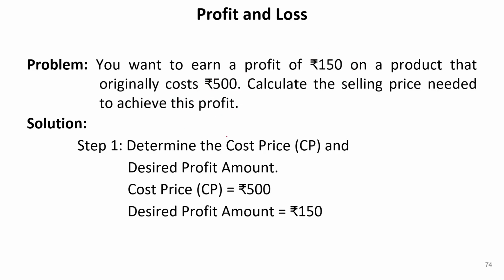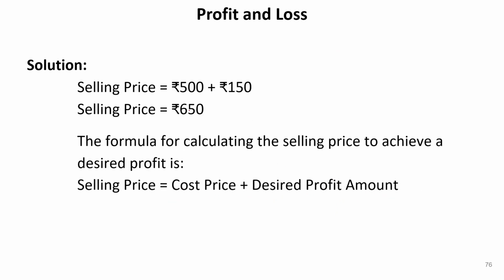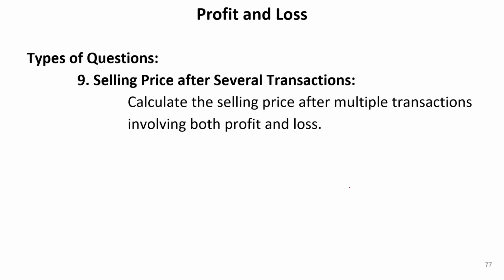So determining the cost price. So cost price is what? Given as 500, and the desired profit amount is what? 150 rupees. That is what is asked of us. So calculating the selling price. Selling price will be what? Cost price plus desired profit amount. So the profit amount is 150, cost price is 500, so selling price will be 650. So the formula for calculating the selling price to achieve a desired profit is selling price is equal to cost price plus desired profit amount.